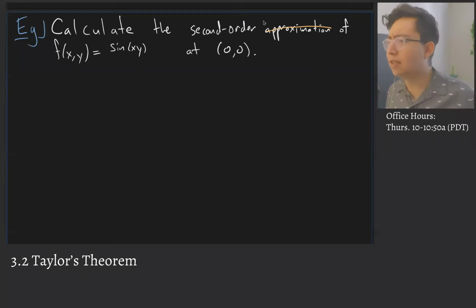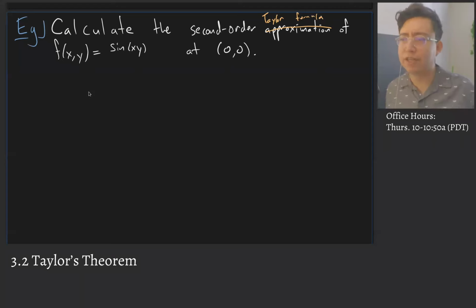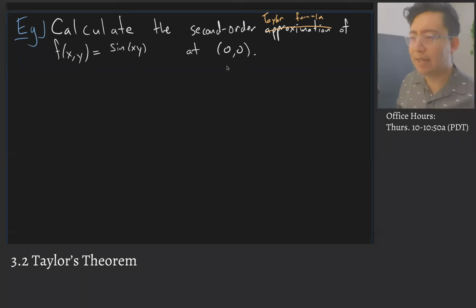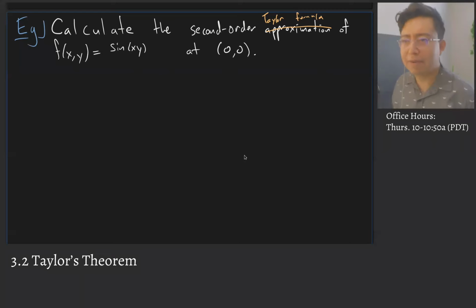I think that's better, more appropriate. Second order Taylor formula of this function here, sine of xy, again at 0, 0. Again, like I mentioned earlier, on the homework a lot of them are around 0, 0, and it just makes the formula a little nicer. So again, we'll start by computing some derivatives.